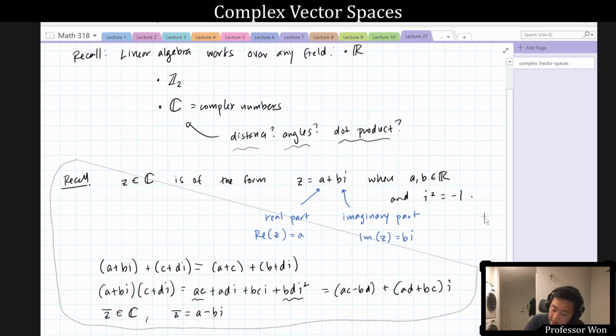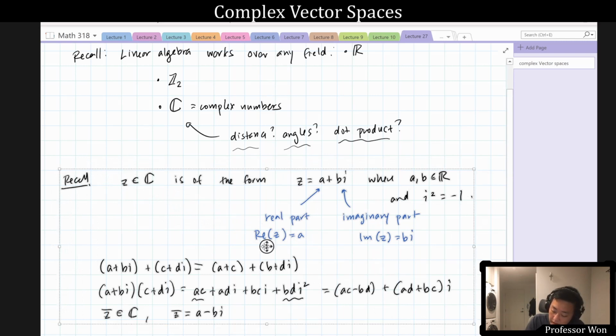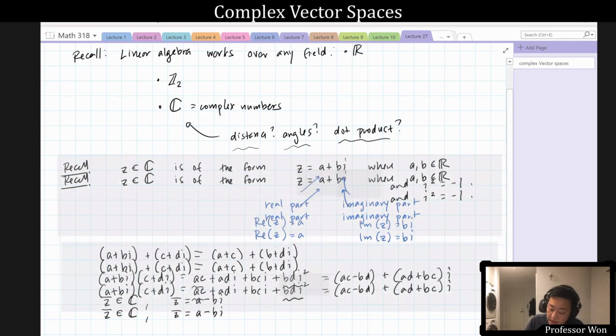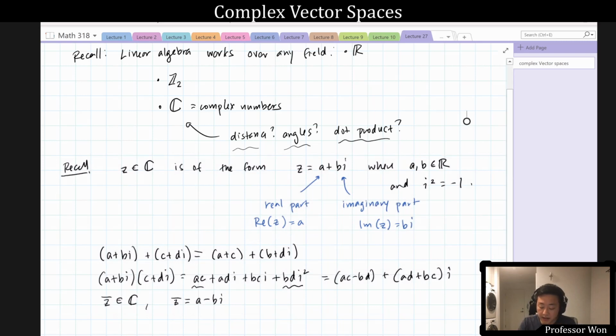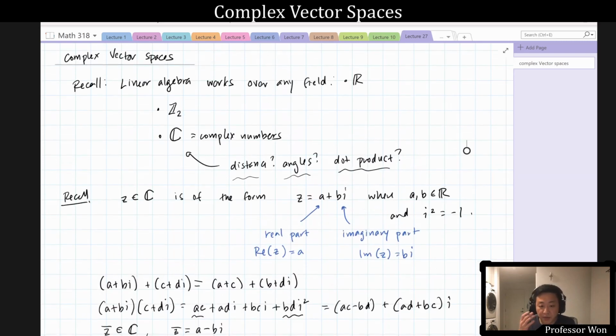Okay, and this is going to be an extremely important operation on complex numbers. And also recall that if you have a real number, then it's equal to its complex conjugate. Right? So if x happens to be a real number, remember the reals sit inside the complex numbers, then it is equal to its own conjugate. This is, in fact, another way to characterize the real numbers. The real numbers are exactly the complex numbers which equal their own conjugate.